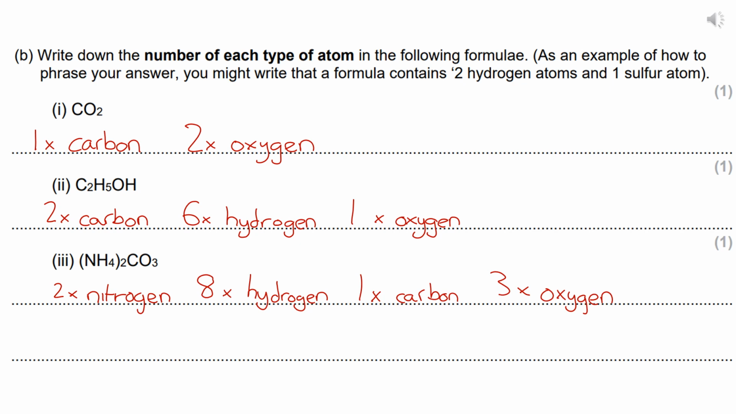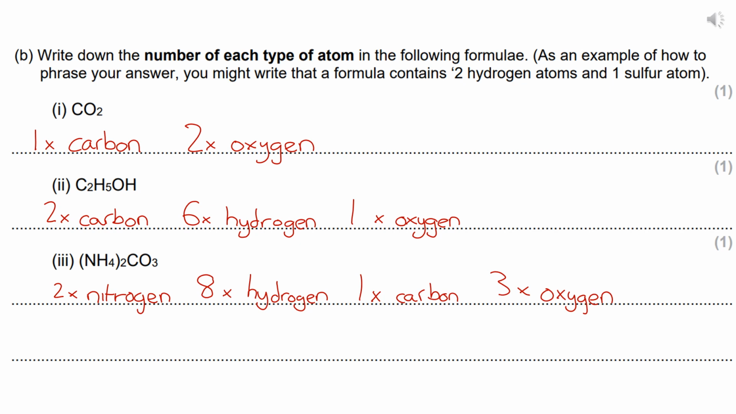Okay, so B I, we're writing down the number of each type of atom in the following formulae. So in CO2, which is carbon dioxide, there is 1 carbon atom and 2 oxygen atoms. In II, which is actually ethanol, you've got 2 carbon atoms, 6 hydrogen atoms, and 1 oxygen atom. I allowed you to say 5 hydrogen and then 1 hydrogen at the end, but you could just put them together to make 6.